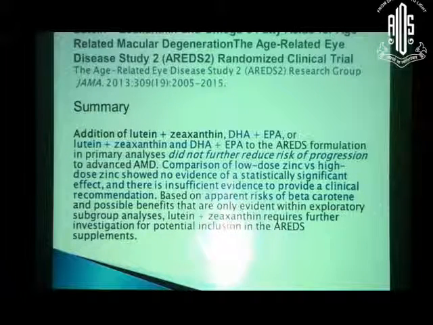The addition of lutein and zeaxanthin and DHA, various fats, to the AREDS formula, either the lutein and zeaxanthin or the fats, in the study, millions of people, did not reduce the risk of progression to advanced AMD. Okay, now that's significant. It was negative. Comparison of low dose zinc versus high dose zinc showed no evidence of significant effect, and there's insufficient evidence to provide a clinical recommendation. The only thing is that the lutein can replace the beta-carotene that has some adverse effects, I believe, on the heart. So that's about the one thing that came out of that paper.